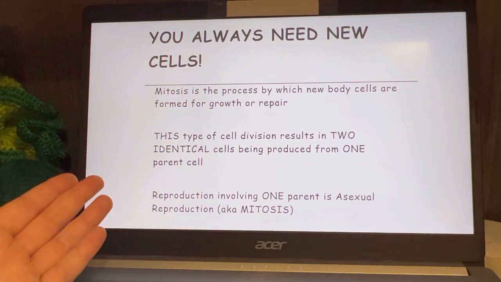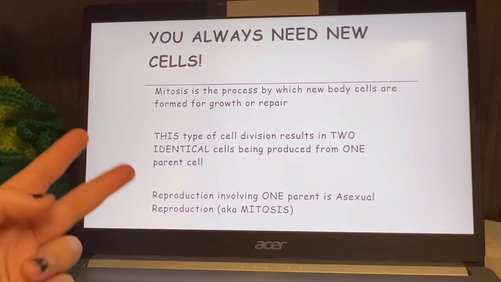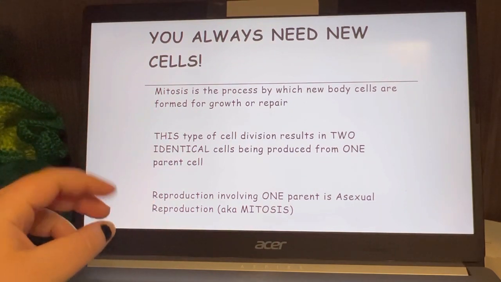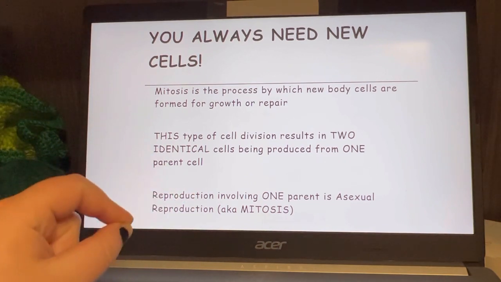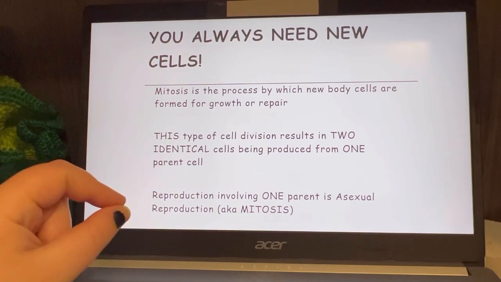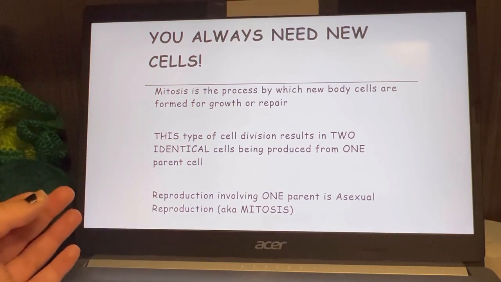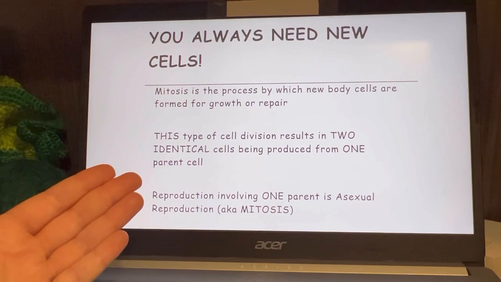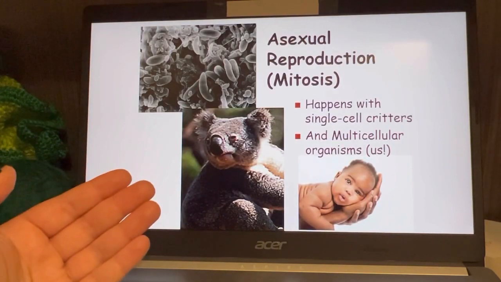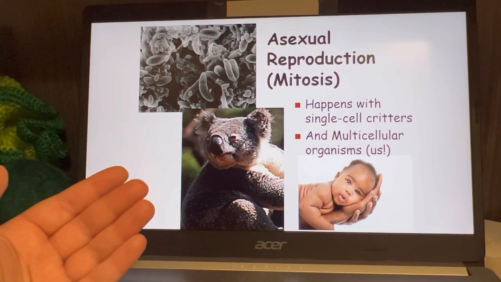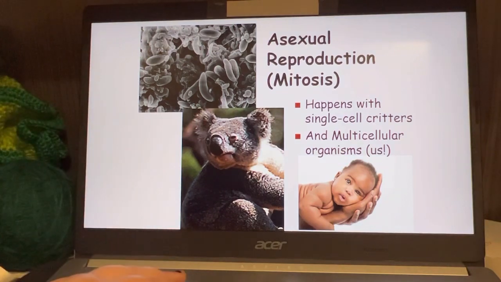So mitosis is a process by which new body cells are formed for growth or repair. This type of cell division results in two identical cells produced from one parent cell. The two identical cells are called daughter cells, right? Mitosis is also reproduction involving one parent and also known as asexual reproduction. Okay? Right. So asexual reproduction happens in single-celled organisms and us. The mitosis part happens in us. Not so much the asexual reproduction.